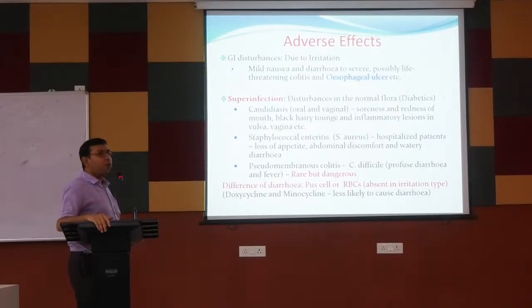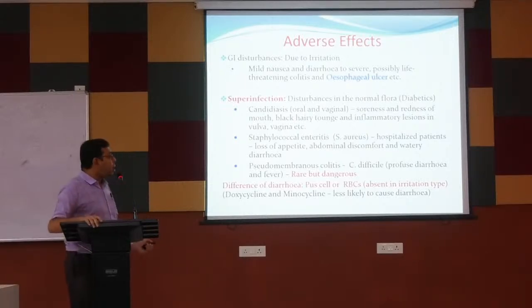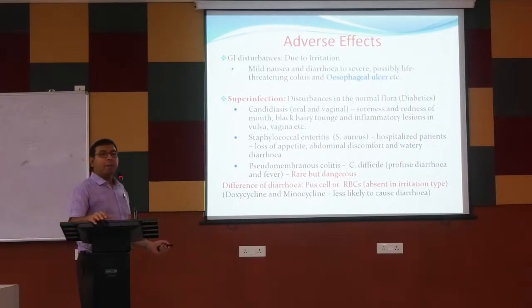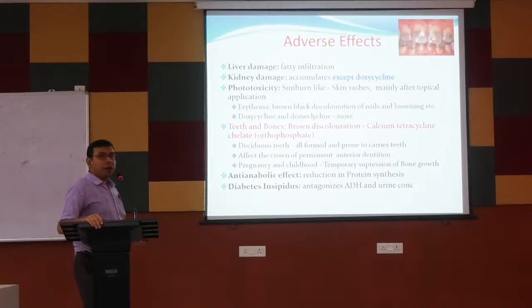And the difference in the diarrhea: how it can differ between pseudomembranous colitis diarrhea and other diarrhea. So pus cells or RBCs can be present in this diarrhea, but they will not be present in other types of diarrhea. Liver damage, kidney damage, phototoxicity can happen. Of this, the important one is phototoxicity. All these tetracyclines are susceptible to sunlight, and ultimately that leads to skin rashes, erythema, brown-black discoloration of the nail, loosening, and within the teeth and gums, it can also lead to discoloration.